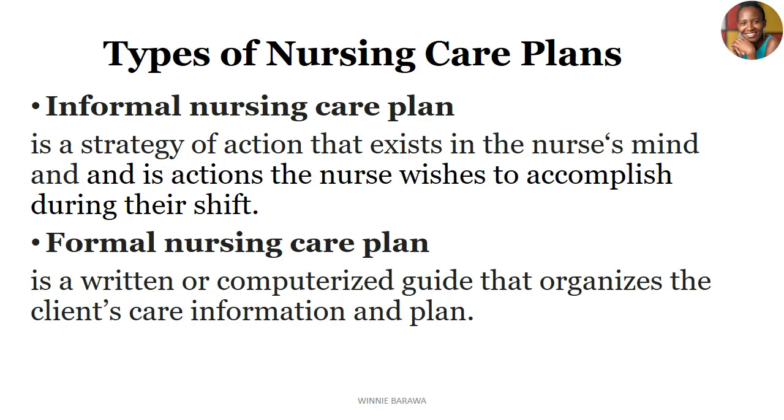So those are the two types of care plans, informal and formal. Informal is unwritten, it's in the nurse's mind, and it guides what the nurse wishes to accomplish. The formal nursing care plan is a written or computerized guide that helps the nurse organize the patient care, goals, and even the plan for the shift.